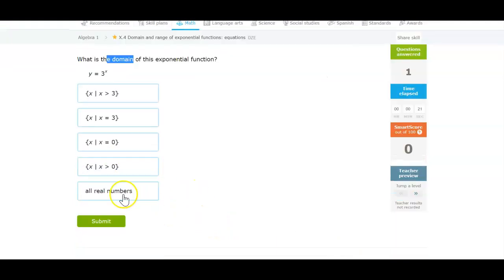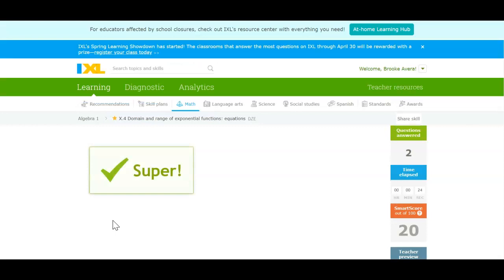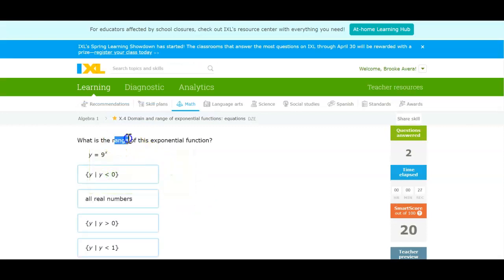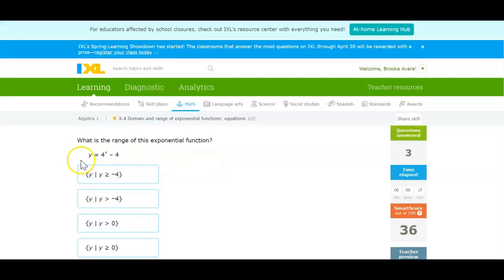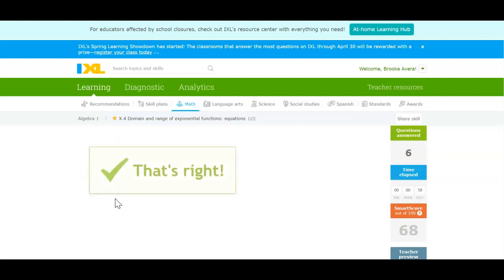Domain is always all real numbers. Range is bigger than the asymptote. So this is positive, so it's bigger than, the asymptote is 0. Positive, so it's bigger than, the asymptote is -4. Domain is always all real numbers. Less than, because it's negative. The asymptote is 0, so I'm going to find less than 0 this time.